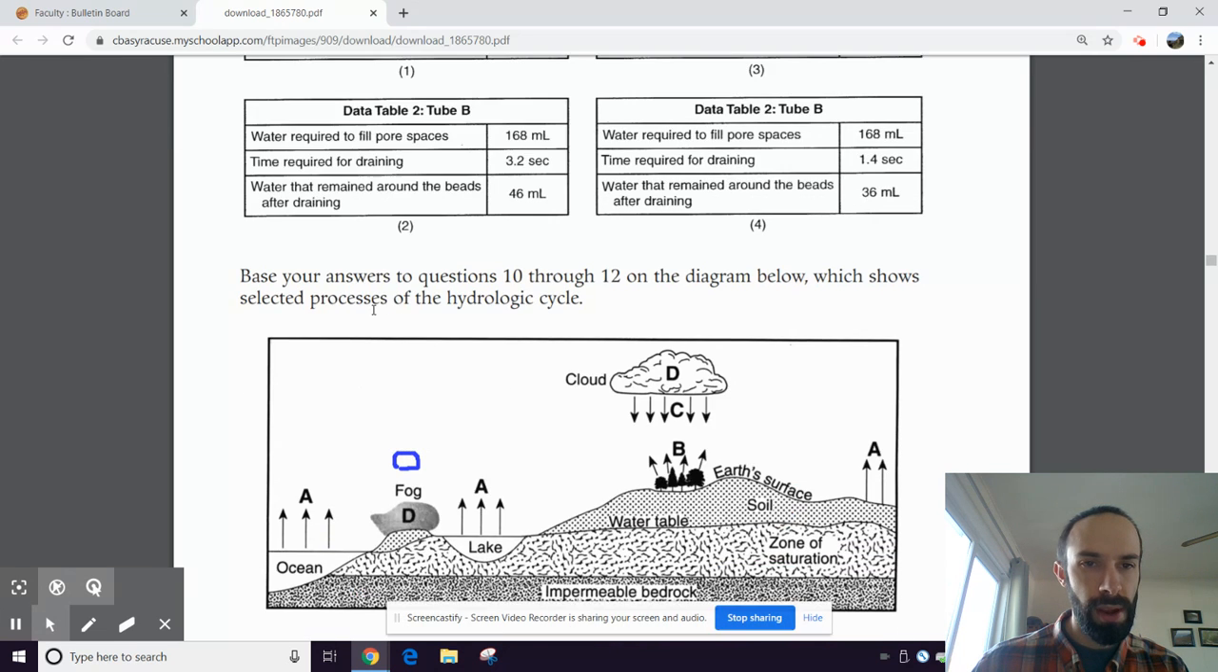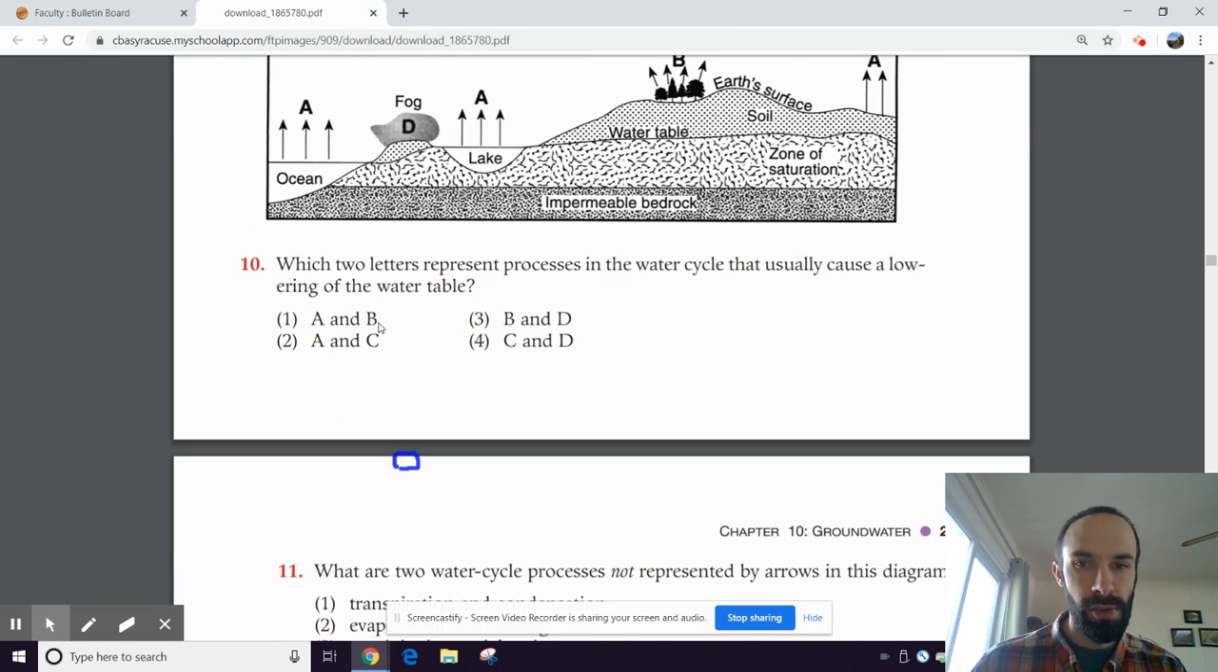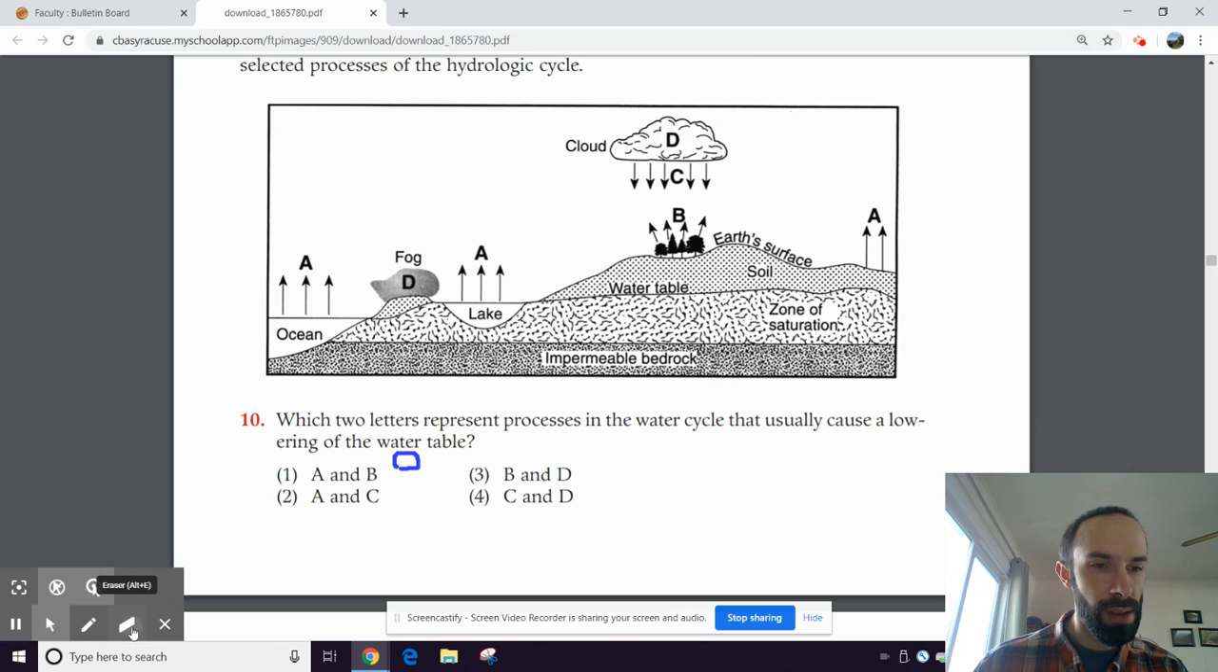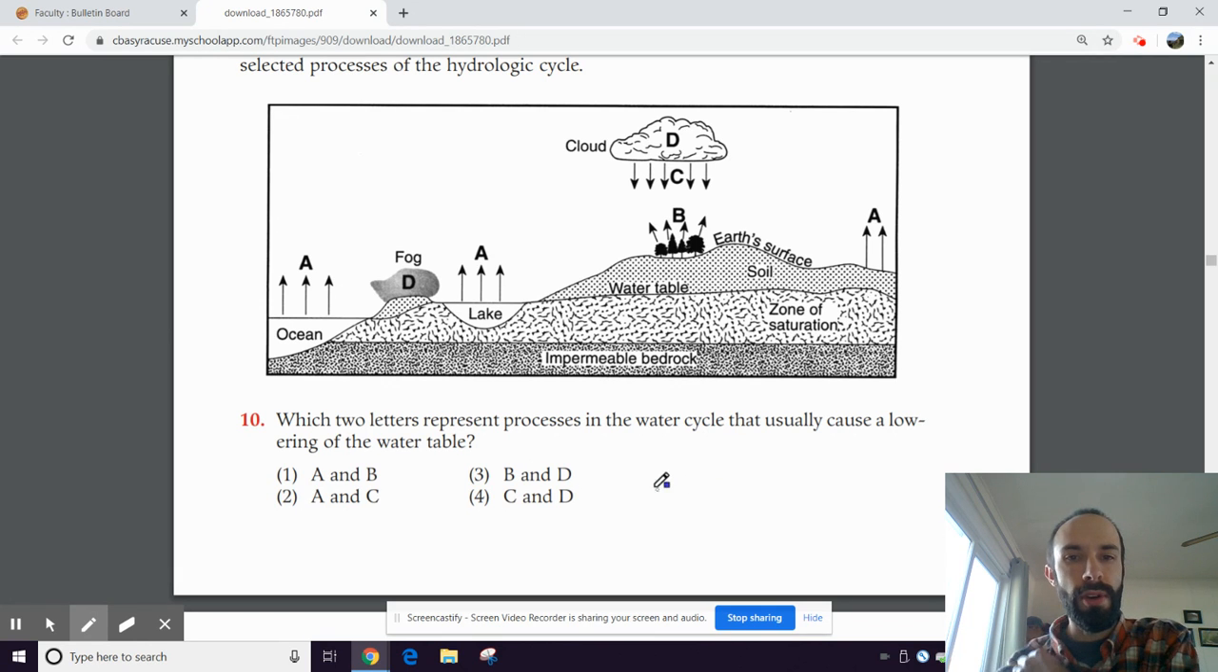Let's go down here. Number 10. These are good questions right here. This is about the water cycle. I'm going to erase the screen. Which 2 letters represent processes in the water cycle that usually cause a lowering of the water table? So the water table is going down. It's like drying up. So we want water to be going out of the ground.